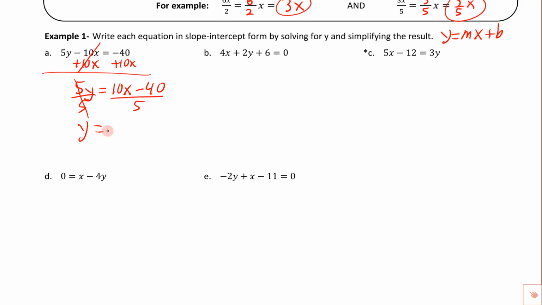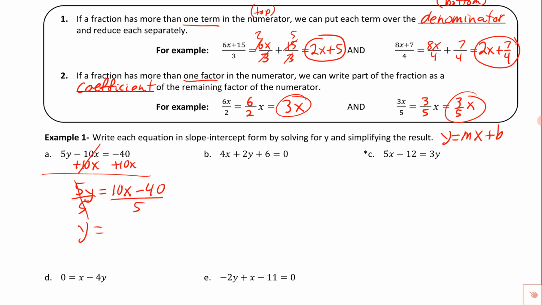So although we have the y solved for on this side, over here we've got a 10x minus 40 on the top and a 5 on the bottom. So this is where those skills up here come in handy, these nice properties of fractions. So we're going to write this as 10x over 5 minus 40 over 5, and we're going to reduce each one of those separately. So I'm going to write y equals, this would be 10 over 5 with the x there, and then this would be minus 8.